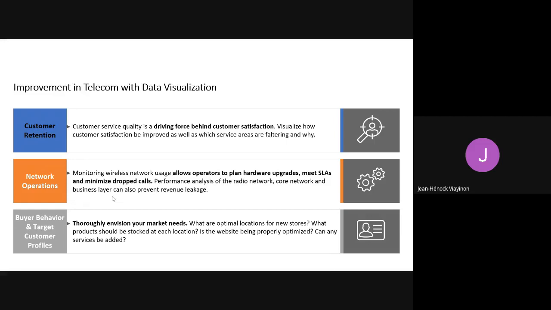There is also some improvement on the side of network operation. Monitoring wireless network usage allows an operator, for example, to plan hardware upgrades, meet SLAs, and minimize dropped calls. The performance analysis of a radio network, core network, and business layer can also prevent revenue leakage. So you have those kinds of improvements in the telecommunication space.